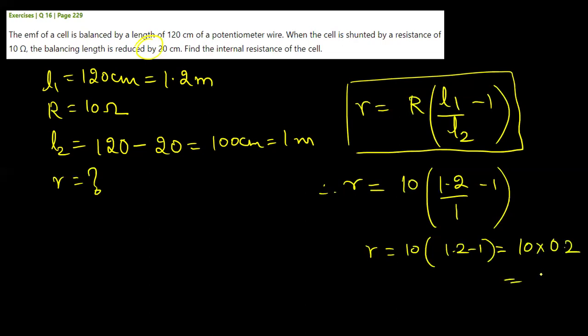So that is 2 ohm. That is our answer, 2 ohm. A potential drop per unit length along the wire is 5 into 10 to the power minus 3 volt per meter. So this is K, this is V by L, given as 5 into 10 raised to minus 3 volt per meter.